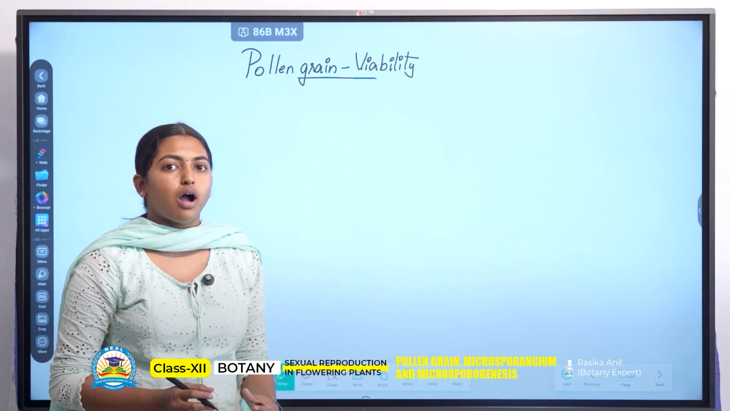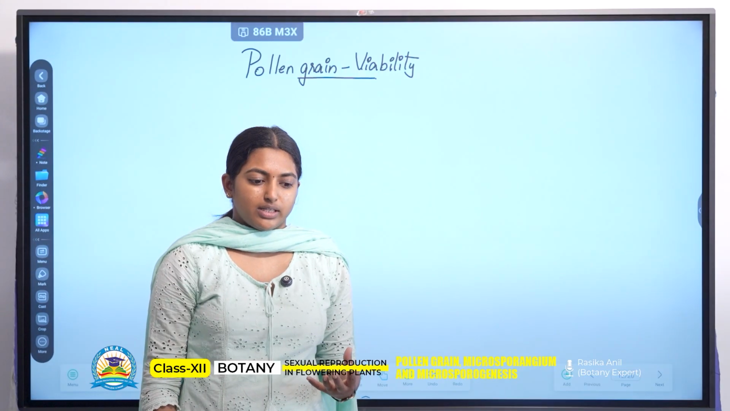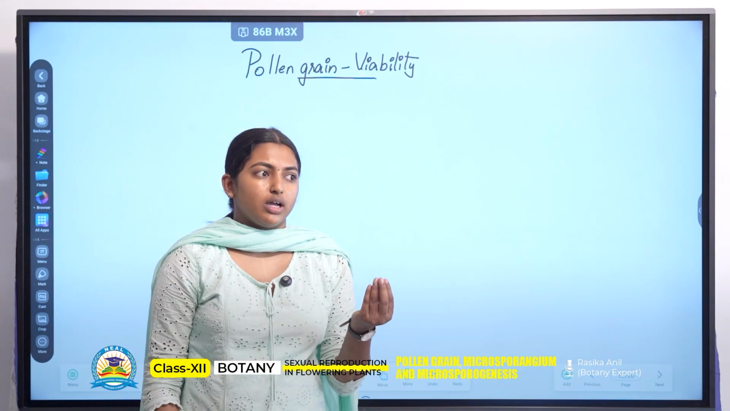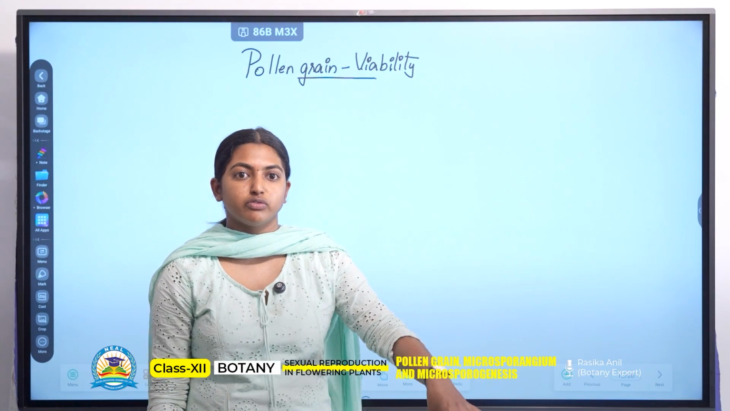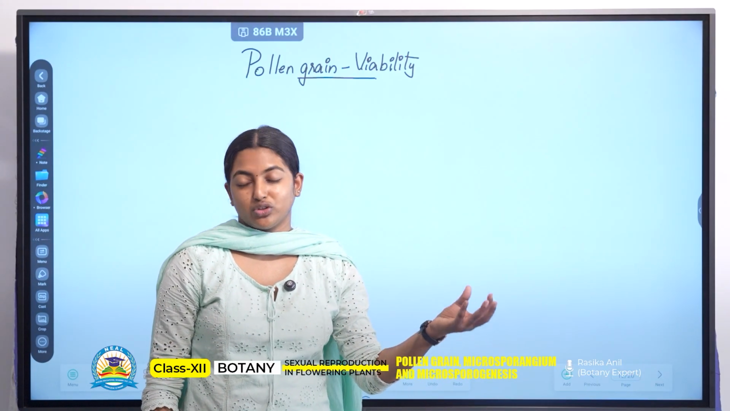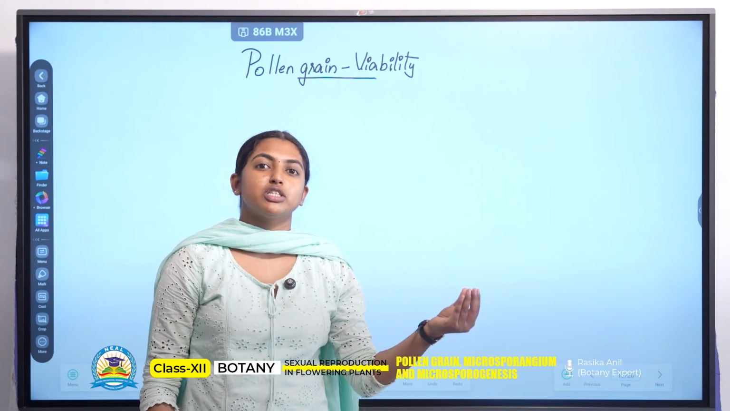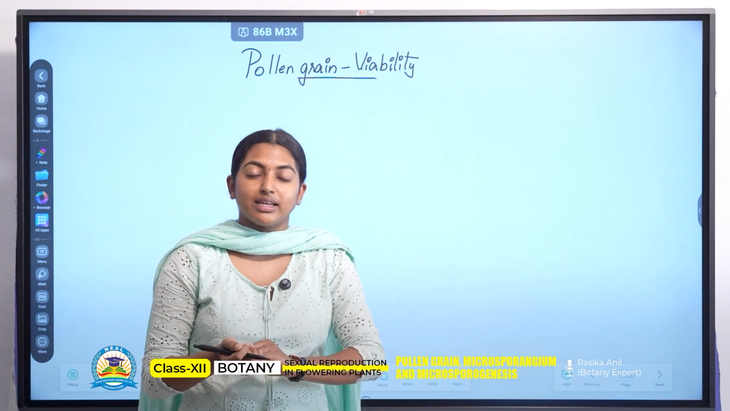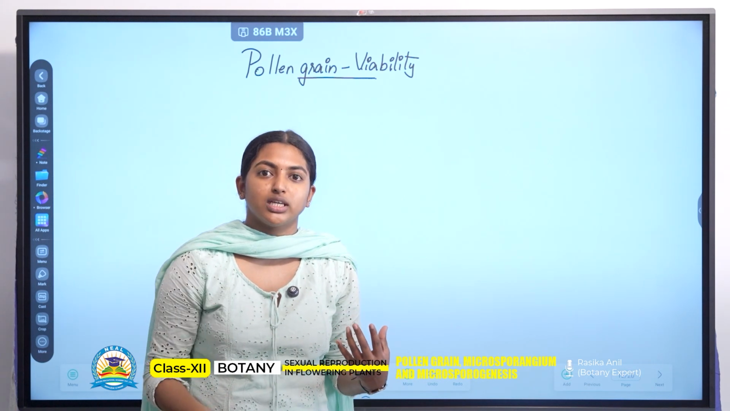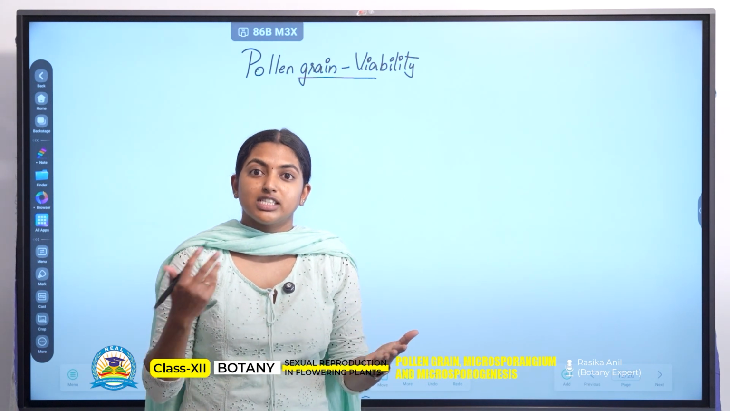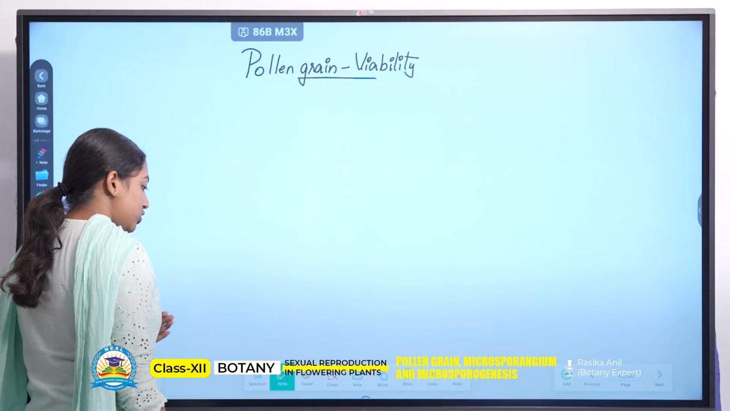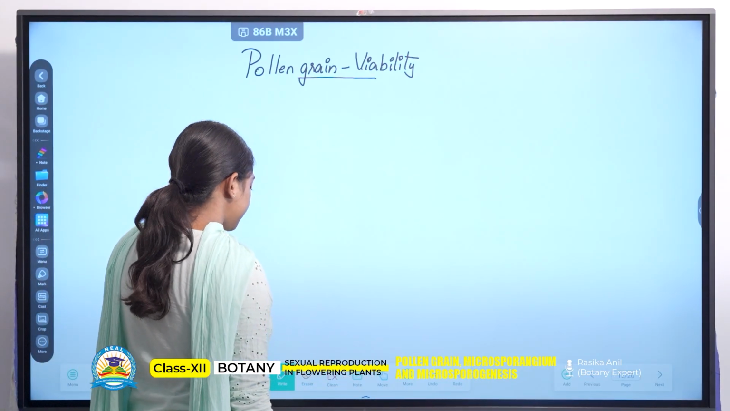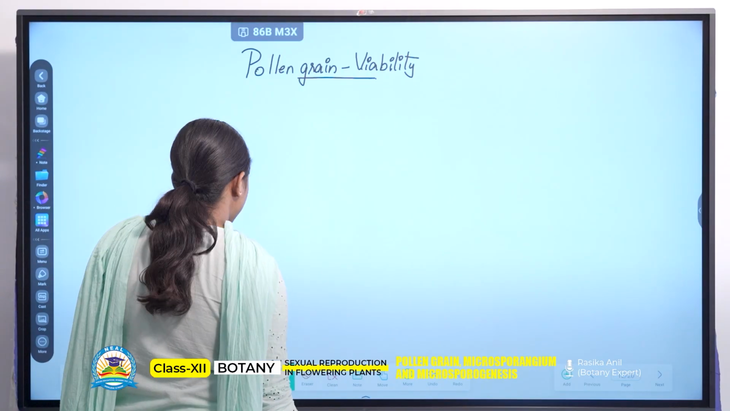Viability means how long it can survive. That is, you have a pollen grain now, will it last for 3 months? That is, after 3 months, if you are germinating it, and if you are trying to produce a seed or fertilize it, is it still working? That is viability, right? So we are going to see about the viabilities of pollen grains of certain plants, right?